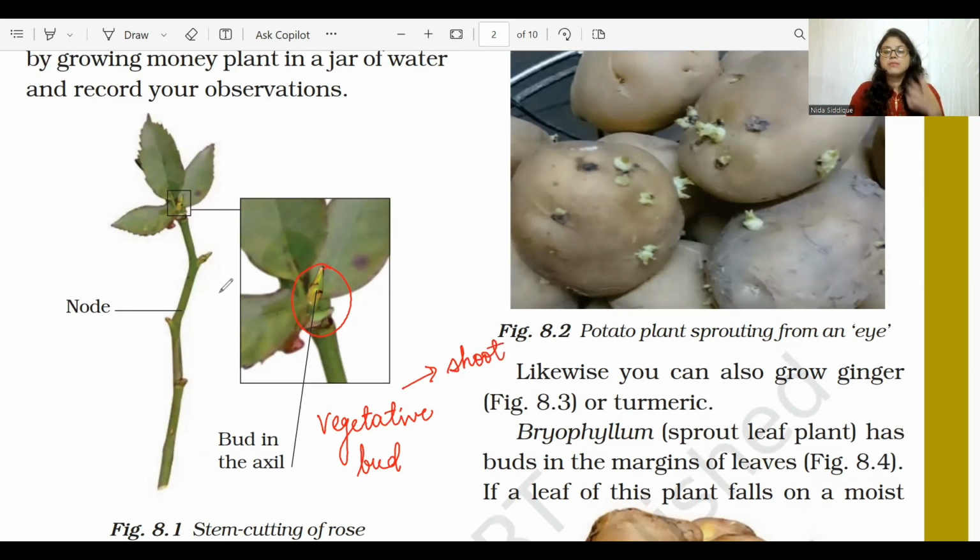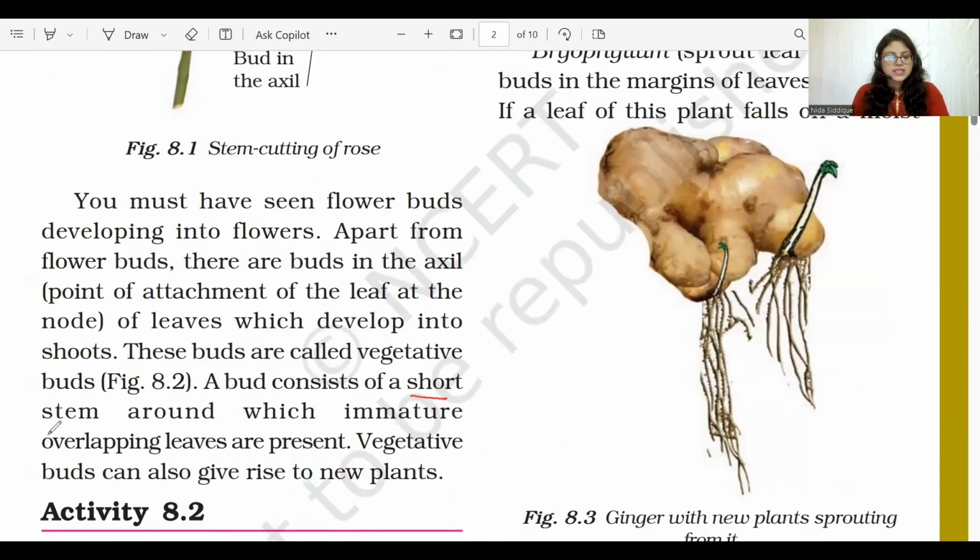Okay, so whenever we bury this branch in the soil, the buds here will produce a shoot. A new plant will be produced from here, a shoot will form. A bud consists of a short stem around which immature leaves overlap. Vegetative buds can also give rise to new plants. So whenever we bury this branch, a small cutting, in the soil, the buds present in the node, which we call vegetative buds, will develop into new plants.